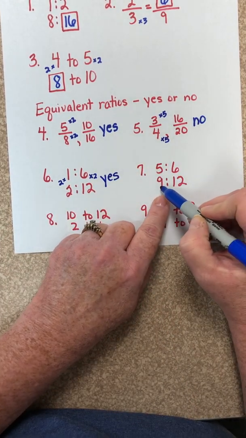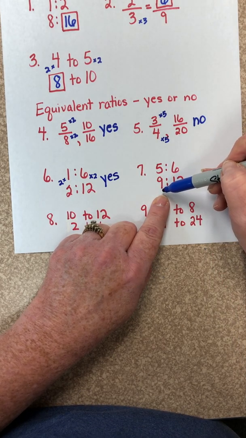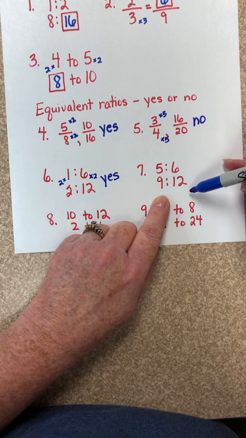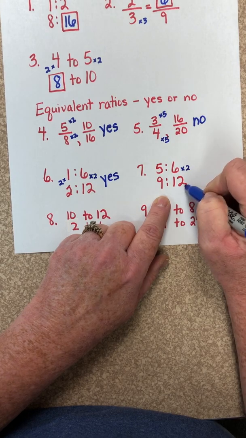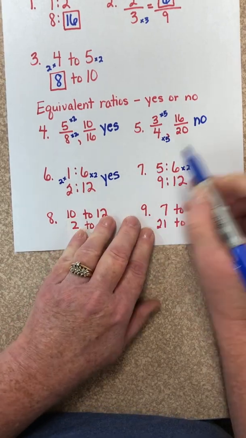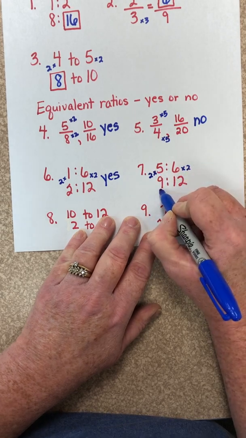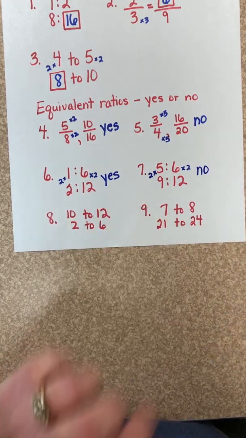5 to 6 and 9 to 12. What do I do to 5 to get a 9? How about, what do I do to 6 to get to 12? Oh, times by 2. So 6 times 2 is 12. I have to do the same thing to the 5. So 5 times 2 is 10. Is that a 10? No, it's not. So that's a no. They are not equivalent.